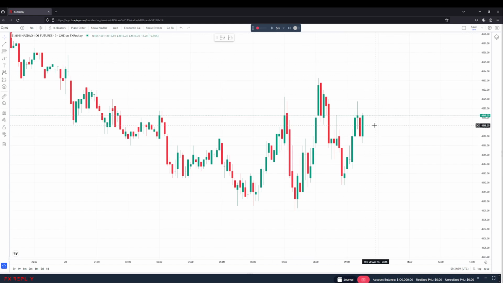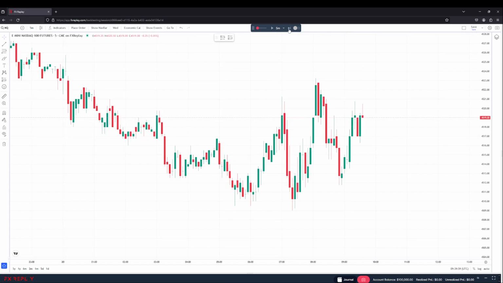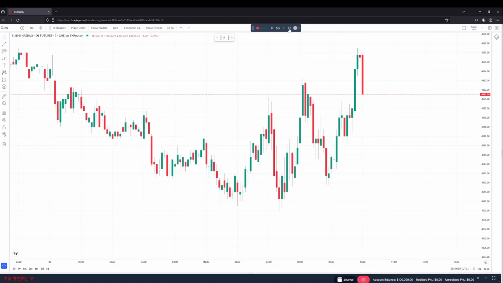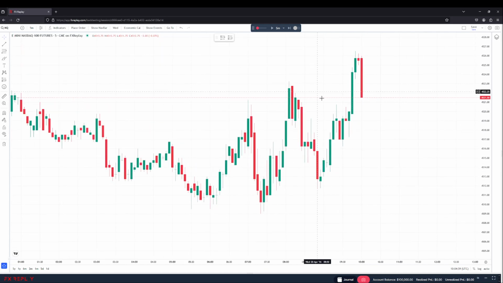So here we have 9:30 open right here. We'll see what kind of move we get. At this point, it looks like we should go up here and take this high, and then we'll see if we get some kind of retracement come 10 o'clock. So look, here comes 10 o'clock.